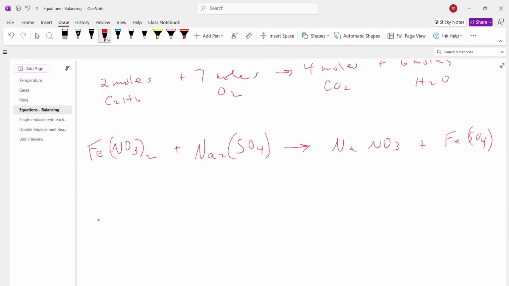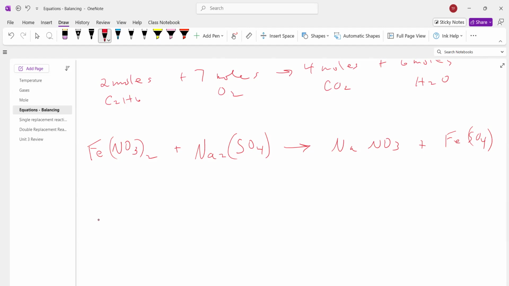Now, iron is in the middle. Those ones in the middle in the periodic table can take on multiple charges. That's why I have to say iron 2, iron whatever. The sodium is on the very left. It always is a positive 1. The nitrate is always a negative 1. Sulfate is always a negative 2.